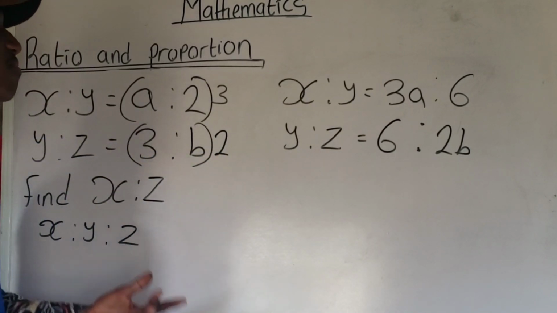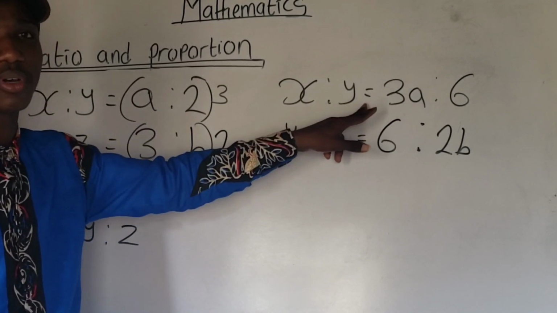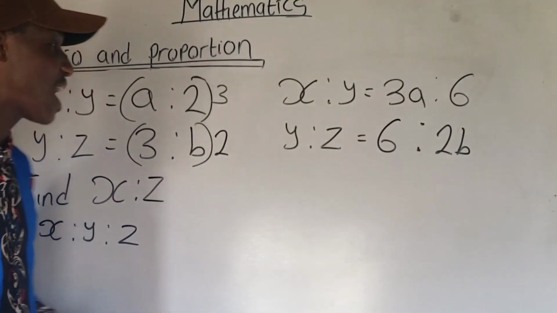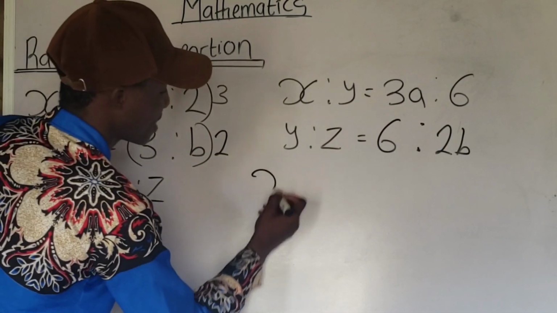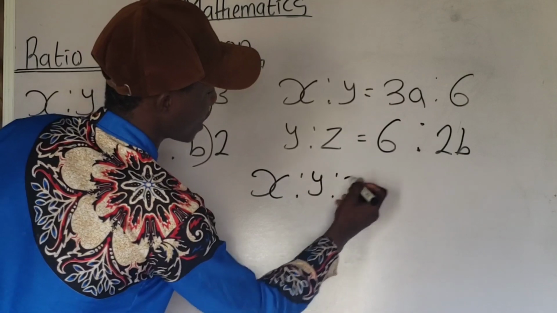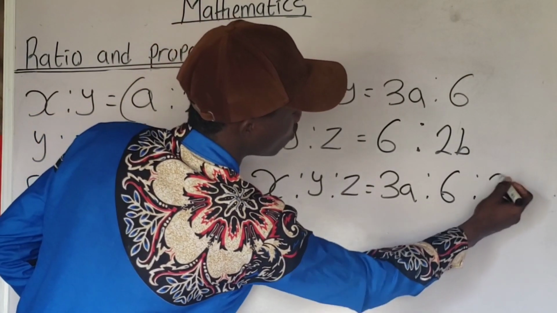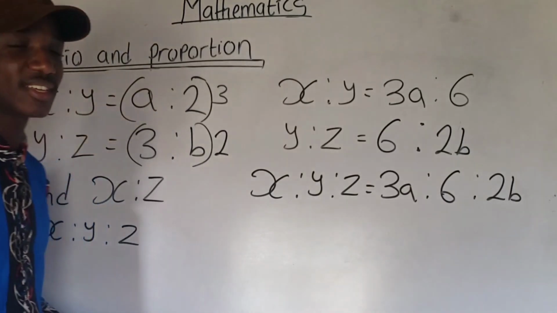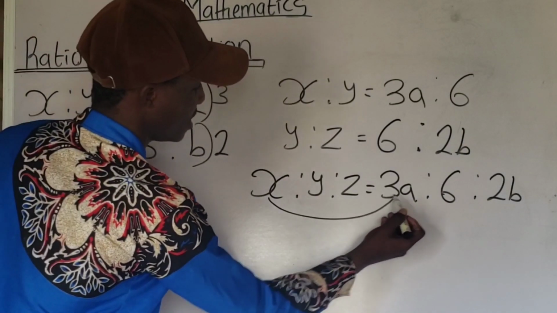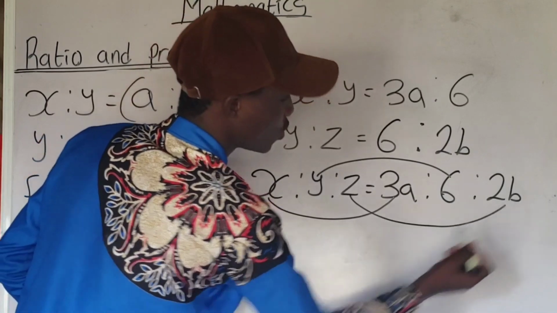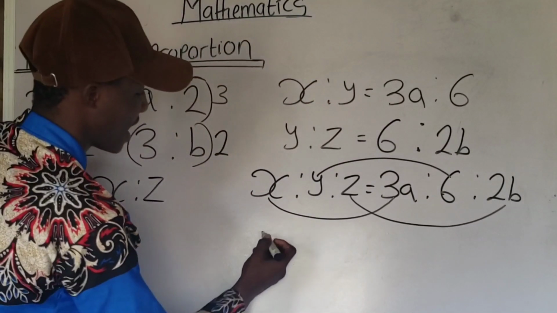In this case, we have made y uniform. The value of y in the first ratio and the second ratio is now what? 6 and 6. Now, x ratio y ratio z is 3a ratio 6 ratio 2b. Do you understand? That is, x is for 3a, y is for 6, and z is for what? 2b.